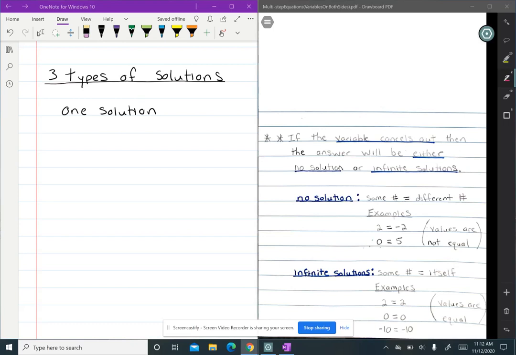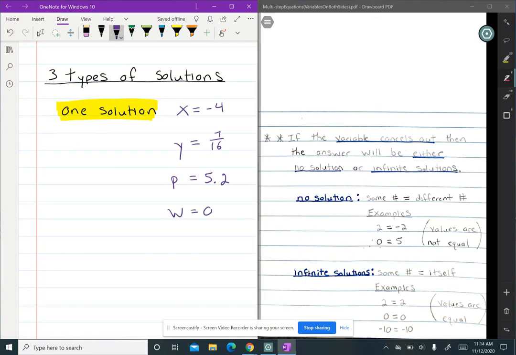Now that you've been solving linear equations for a while, there's one thing that's really important for you to know, and that is that there's actually three different types of solutions that you can get when solving an equation. The first type of solution that you can get is one solution, and that's what we have seen a lot. One solution is when you have a variable equal to some number, keeping in mind that number could be a whole number, a fraction, or a decimal.